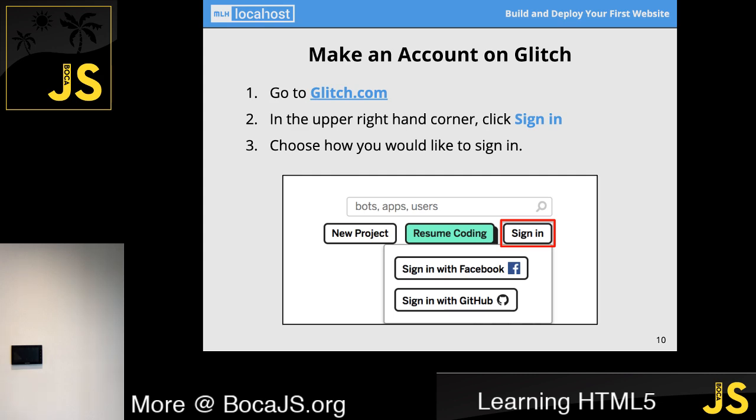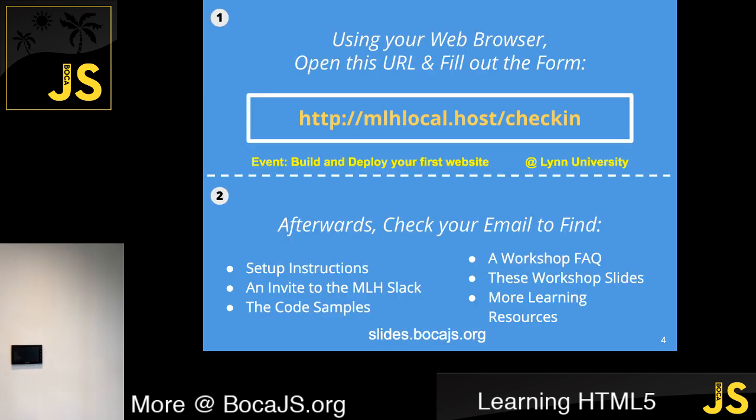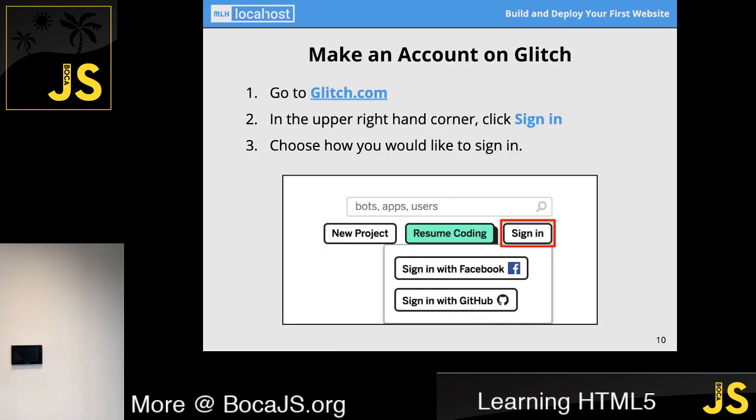For the slides, the first time we signed in was pretty much to get the slides and the source code, which I'm going to show you how to cheat. Go to slides.bocajs.org and you can get the slides right there. But for the next one, if you got the Glitch one, that's all we really cared about, because we want to make the work that we'll be doing over the next couple of minutes in there. Okay?